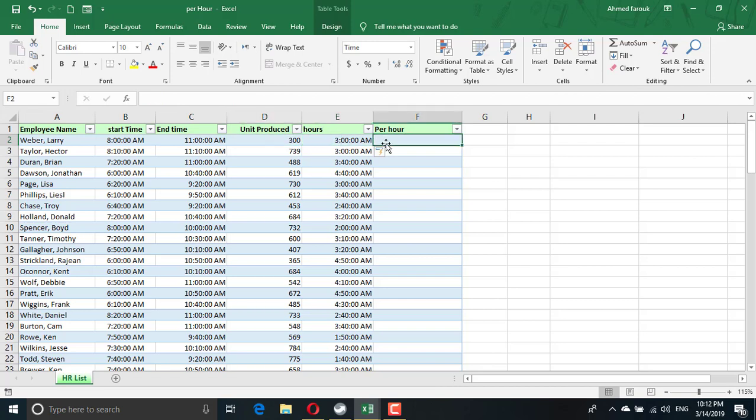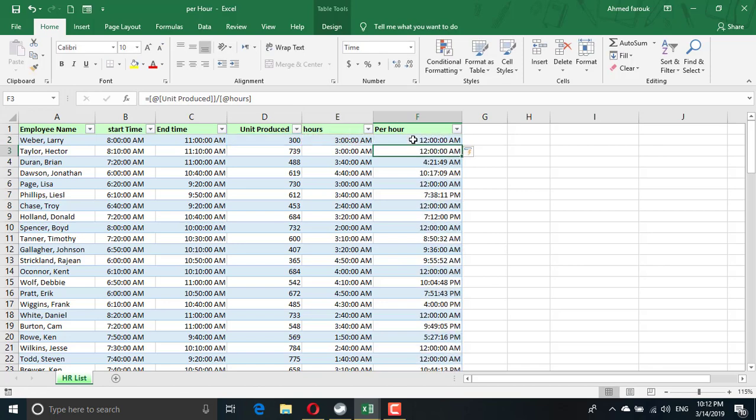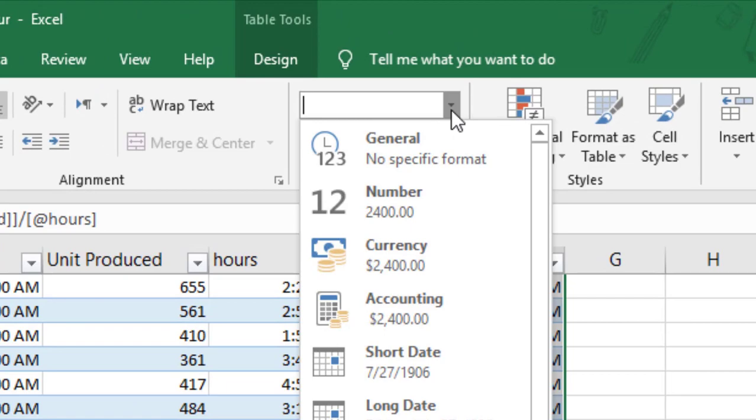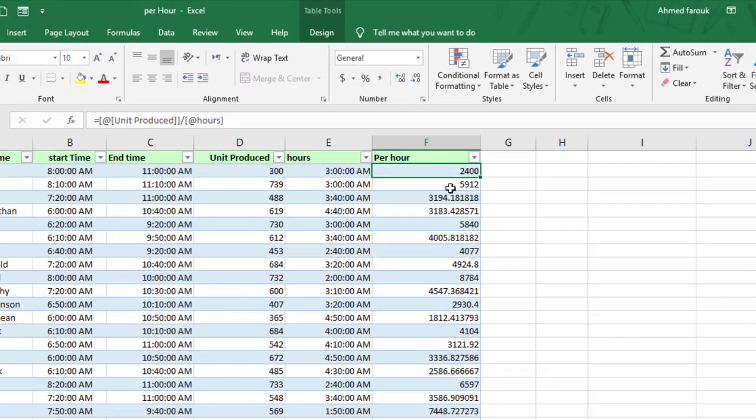If I try to divide 300 by 3 hours, I expect to get 100 as a result. But what we will get is a time, because one of the two parameters of the function is time. If I reformat it as general, we will get 2400 instead of 100.